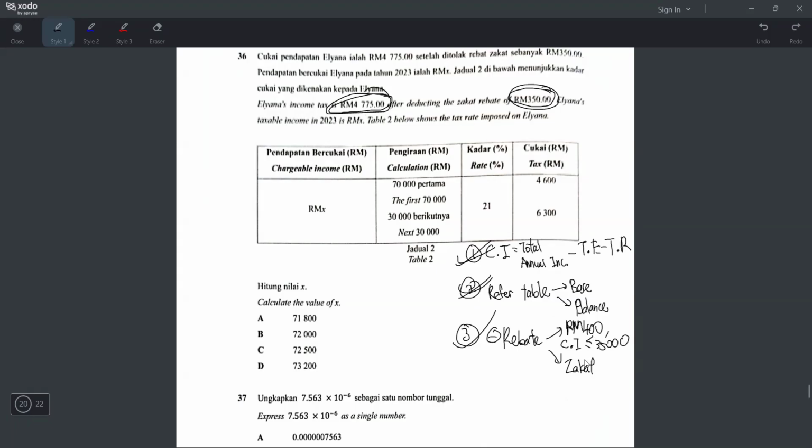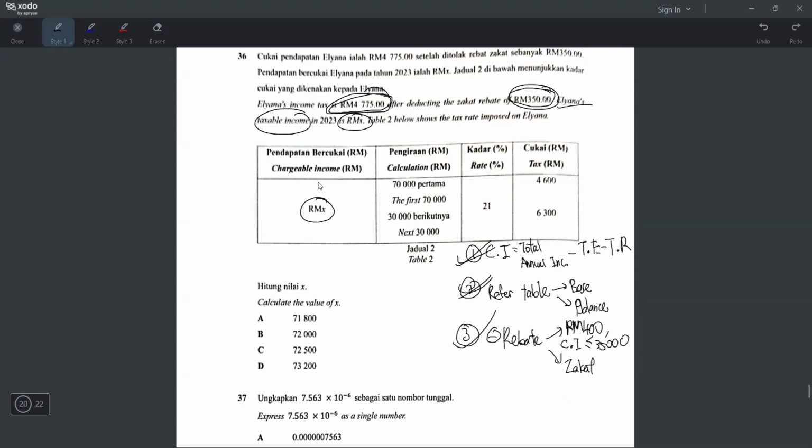Okay, so the zakat gets a rebate later, 350. And then Ileana's taxable income is X ringgit. And then table 2 below shows the tax rate imposed on Ileana. All right, so we don't know the chargeable income because the taxable income is RM X, right? So if we don't know, then how to find it?